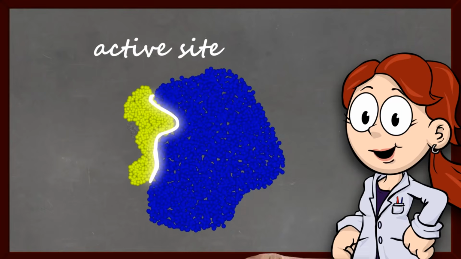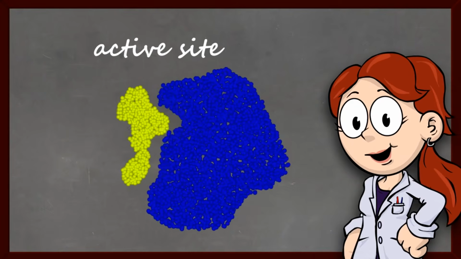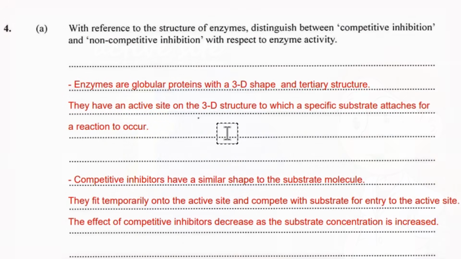So this specific substrate would have, let me say for example, a specific set of amino acid sequences that would fit or combine with or bond with the amino acid sequences on the active site. That would allow a reaction to occur and would either allow the substrate to undergo lysis, which means that it would break down, or it would combine or bond two substrates together.